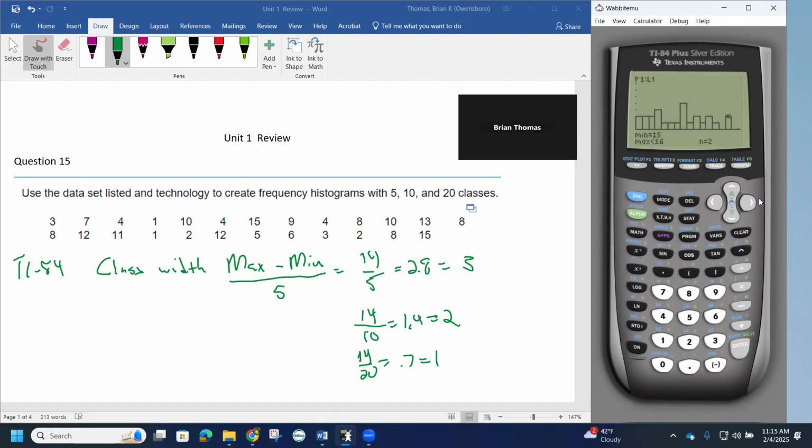So that's one way to do these histograms using technology: use the TI-84. See if that's helpful.